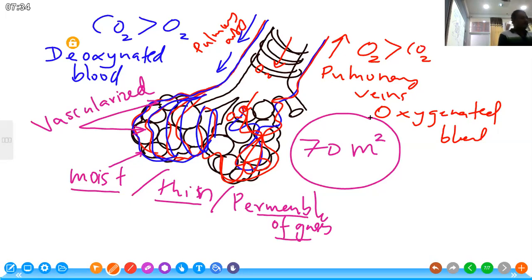Another one: should have a large surface area. And another one: should be highly vascularized. Turn to the last page in your tute, or look at that page. Here are the common characteristics of any respiratory surface.